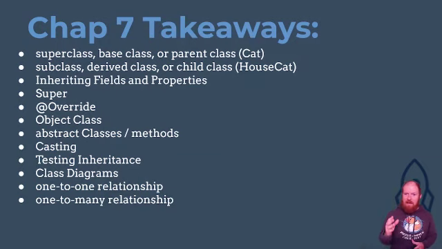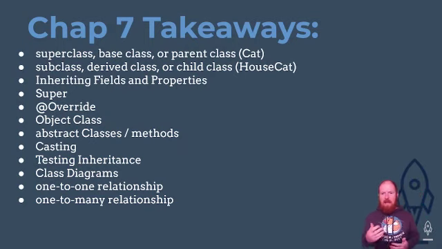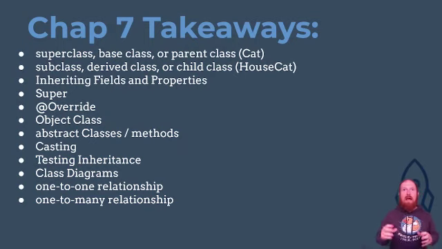Meaning, if I made cat an abstract class, I could not do new cat. I can't make a cat anymore. I can make a house cat that implements all the cat stuff, but if I make cat abstract, I can't use it. I cannot implement it anymore.